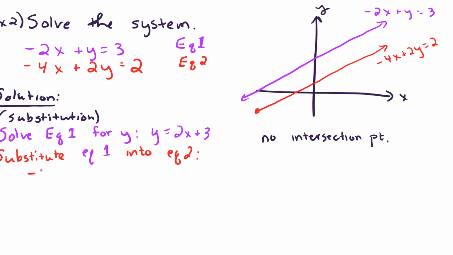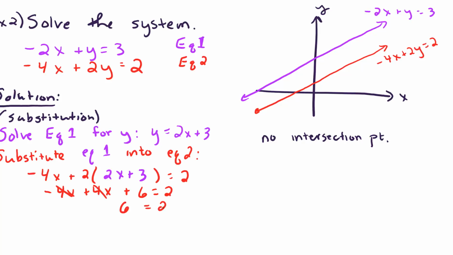Equation 2 says negative 4x plus 2 times y equals 2. And we know what y is. We just solved for that. That's 2x plus 3 that we found up here above. All right, so let's work this through. We get negative 4x plus 4x plus 6 equals 2. Those 4x's cancel out, and we end up with something that says 6 equals 2. And we know that's not true. 6 is not equal to 2.